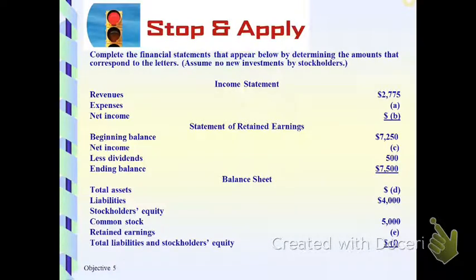Okay, so that's the end of Objective 5. And what we can see here is a little problem that I want you to work through. It's basically taking the income statement, the statement of retained earnings, and the balance sheet, and you're going to calculate the different components of these financial statements and try to fill in the missing pieces. In some of these statements, you can see that there are multiple numbers that have been omitted. You have to solve for those numbers that are omitted.